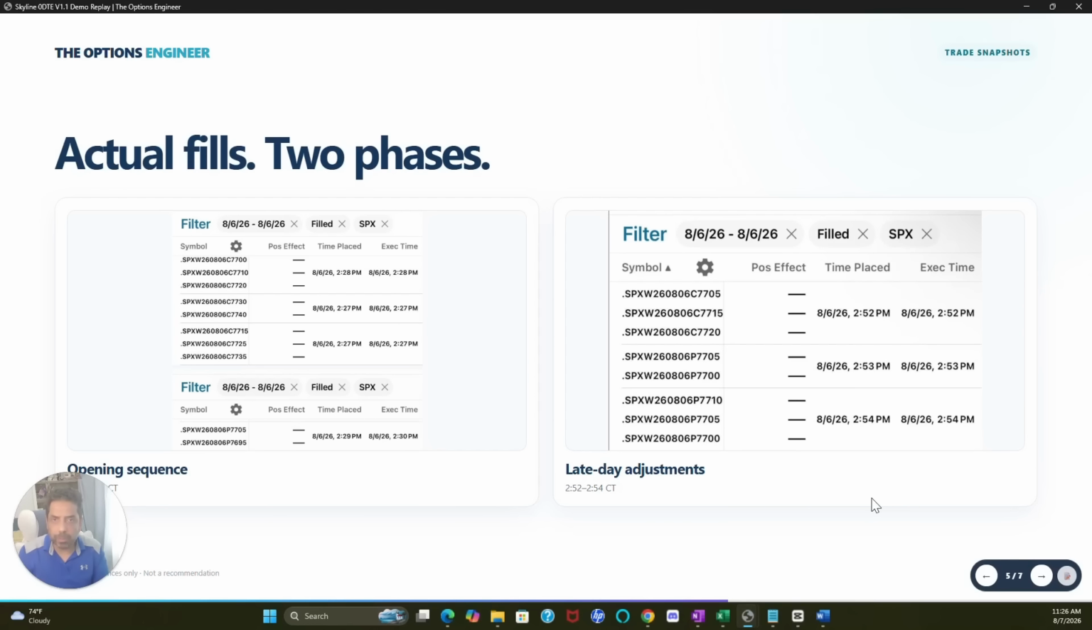These are the actual broker filled snapshots for the trade. On the left is the opening sequence recorded around 2:27 to 2:29 Central Time. On the right is the later adjustment sequence recorded around 2:52 to 2:54 Central. I'm using these only as execution references. They are not instructions to reproduce the same orders.